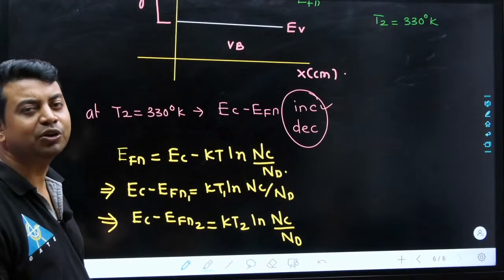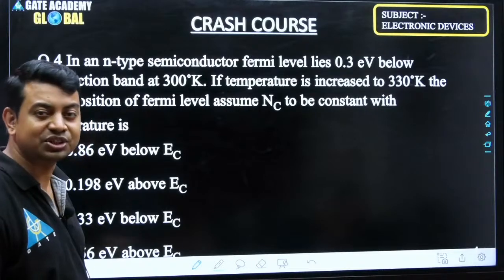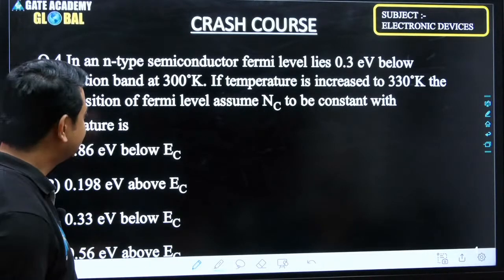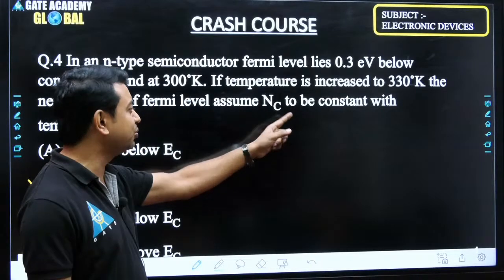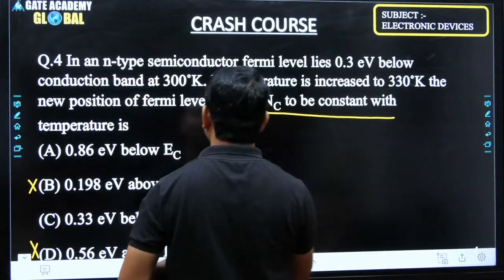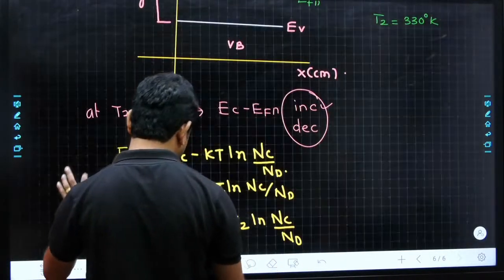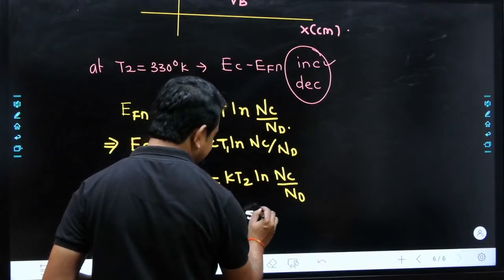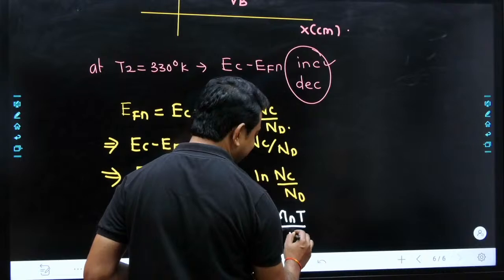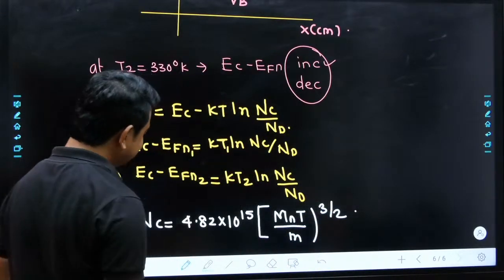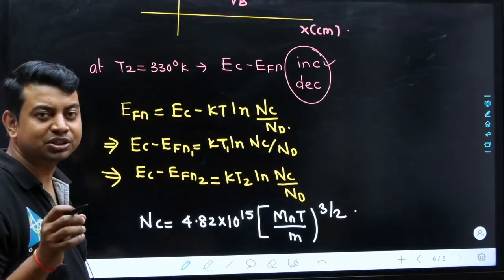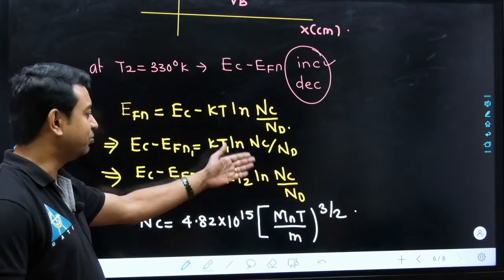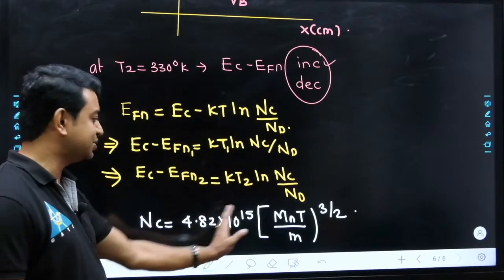Since we know Nc also depends on temperature, do you have any statement which shows that Nc is constant and not changing with respect to temperature? If it is changing with temperature, then we have to find the value of Nc also. But here it is written that for the new position of the Fermi level, assume Nc to be constant with temperature. So we must mark this line. Since we know the formula of Nc, what is it? Nc is equal to 4.82 into 10 to the power of 15, into (Mn T divided by M) raised to 3 by 2. Since Nc also contains temperature, we must check whether something is given about Nc. If not, we have to include the temperature and extend Nc to this formula.